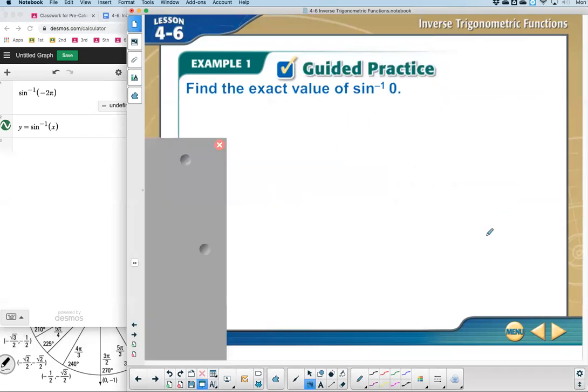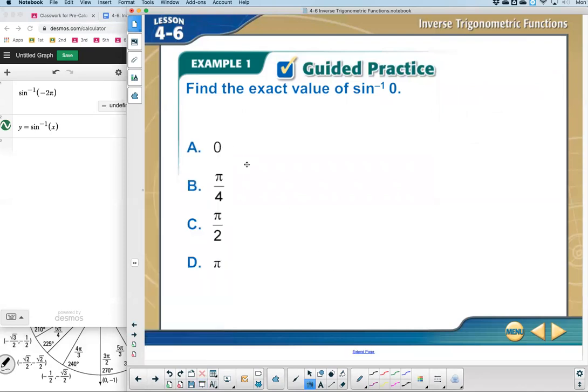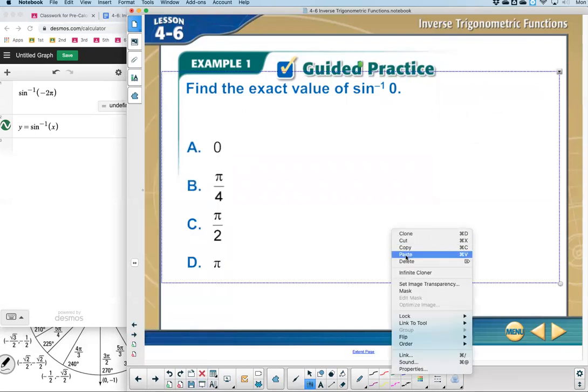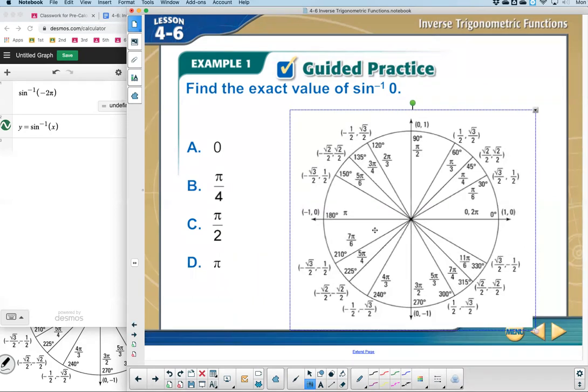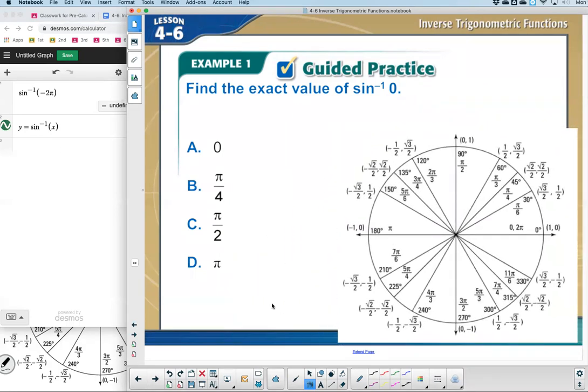All right, so I have one for you to try. You can use a plethora of methods here. You could use my unit circle, or you could use the calculator to try to come up with your answer.